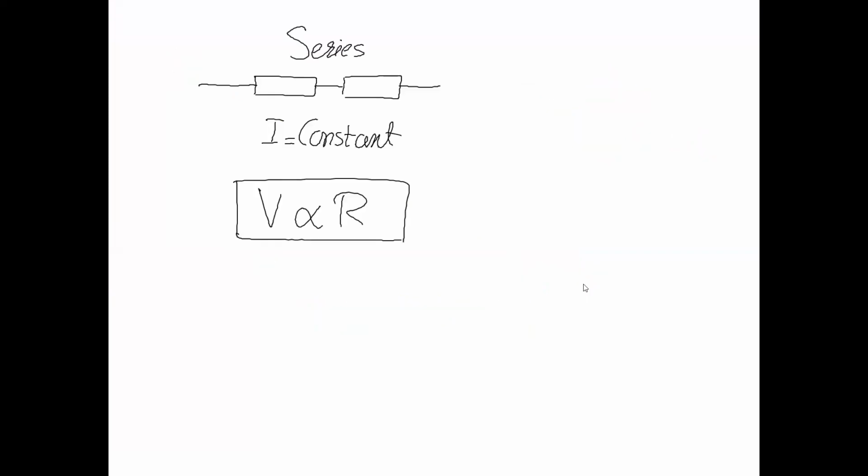Potential divider works on a main idea which should be properly understood: a potential divider is actually not a device like a voltmeter or an ammeter. Potential divider is not a device. It is simply resistors in series.